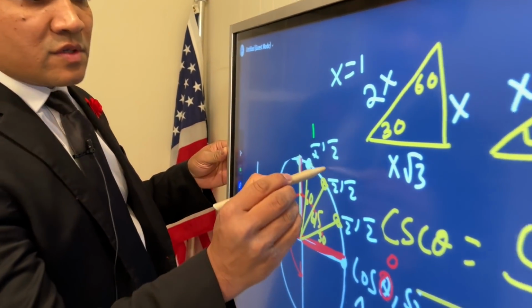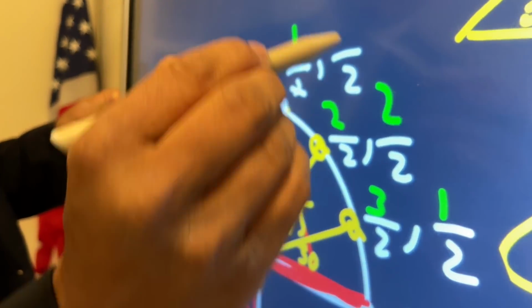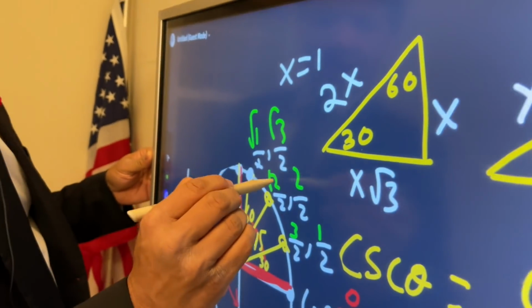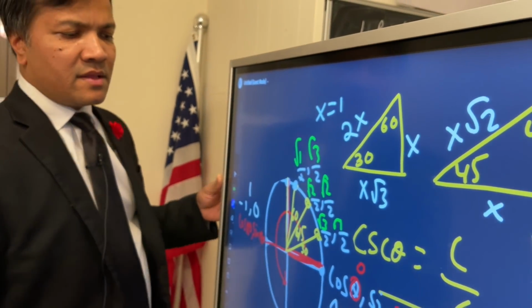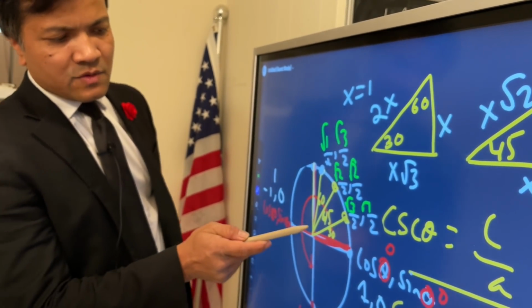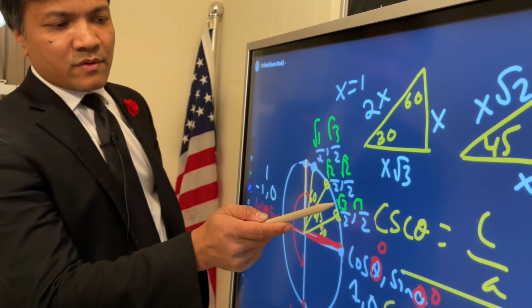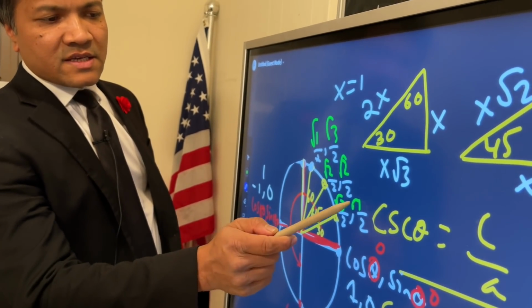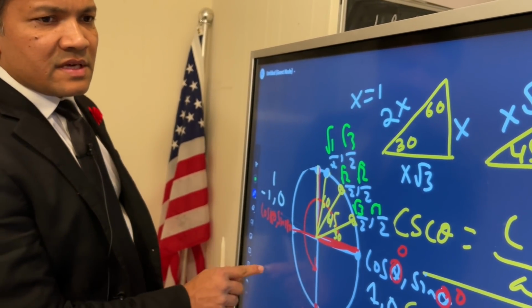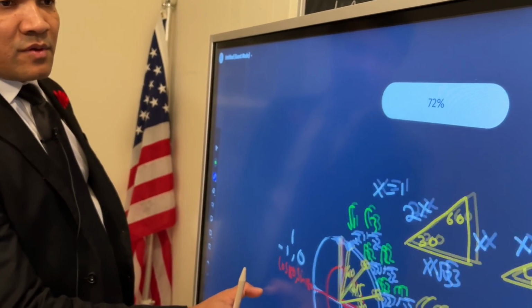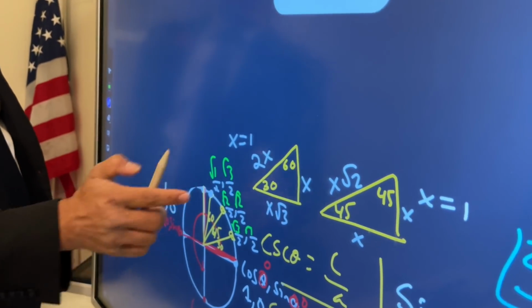So I'm going to write 1, 2, 3 and 1, 2, 3, and I will square root everything. What does that mean? That means cosine 30 degree is square root of 3 over 2, and sine 30 degree is 1 over 2. Let's verify whether that is true or not. How can we verify? We're going to use this one to verify that.